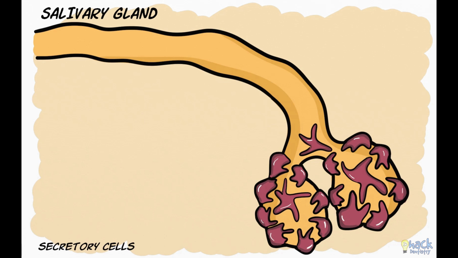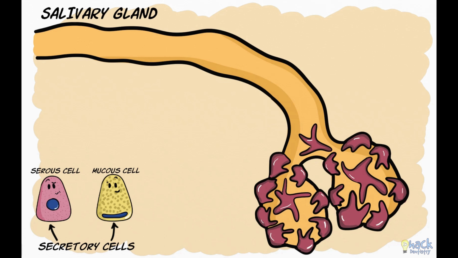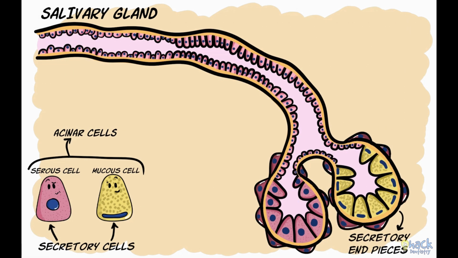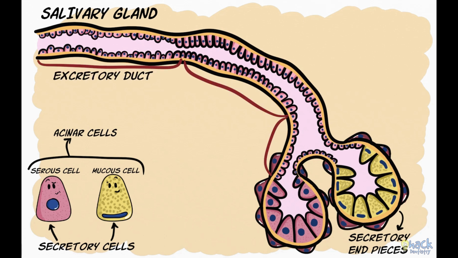The secretory cells present in salivary glands are of two types, the serous and the mucous cells. These secretory cells, also called acinar cells, are housed in secretory end pieces. The secretory end pieces are continuous with the main excretory duct of the salivary gland through intermediary ducts.